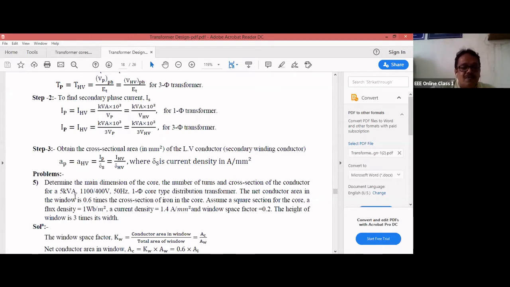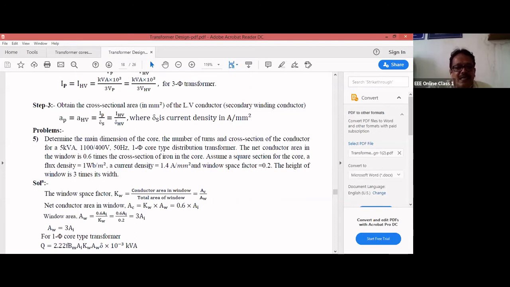For 5 kVA, 1100 by 400 volts. So you can see here, this is nothing but a distribution transformer. You're stepping down the voltage. This will be a primary voltage or high voltage, and this will be a secondary voltage or low voltage. 50 hertz, single phase, core type distribution transformer.